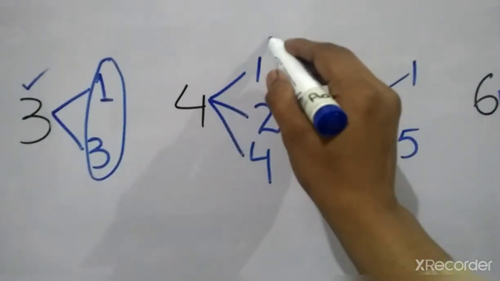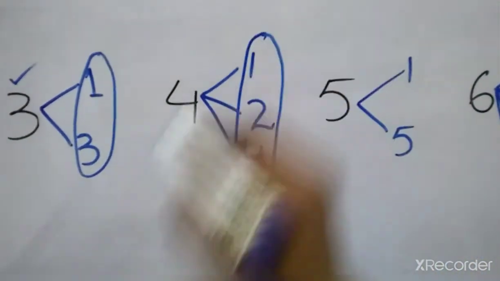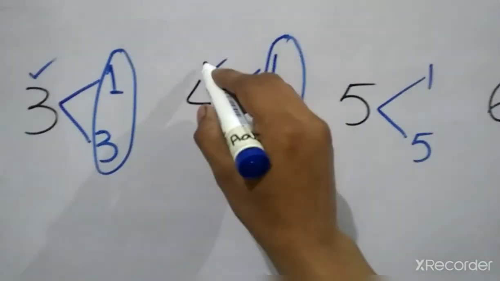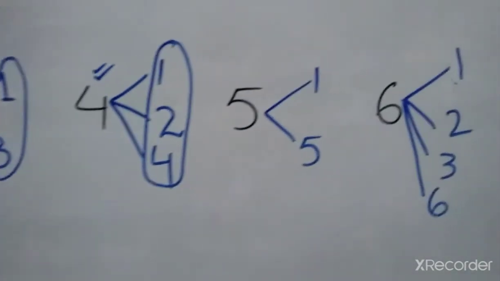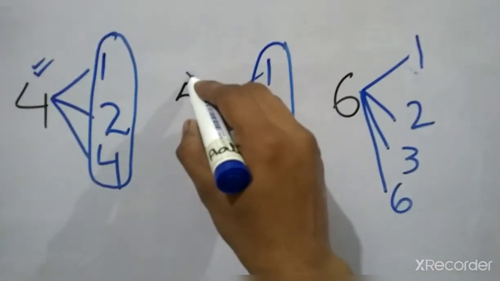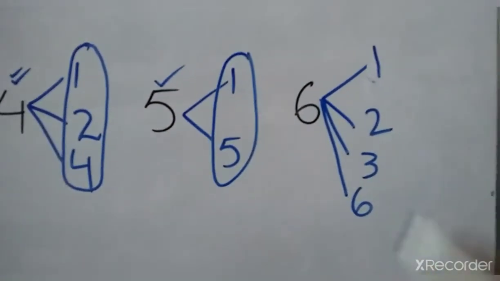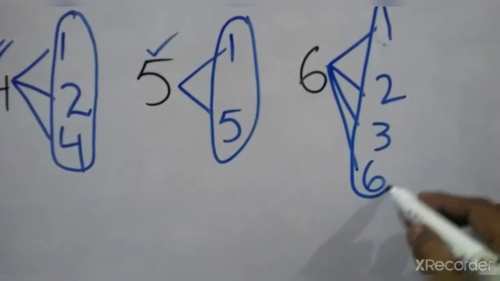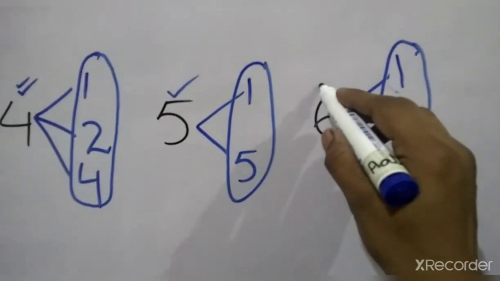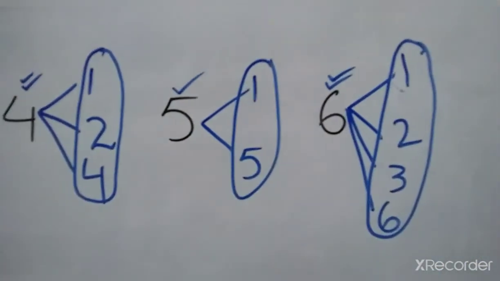Now 4 has more than two factors. It means this number is a composite number. Let's see 5. 5 has only two factors. It means it's also a prime number. For number 6, it has more than two factors, so it's not a prime number, it's a composite number.